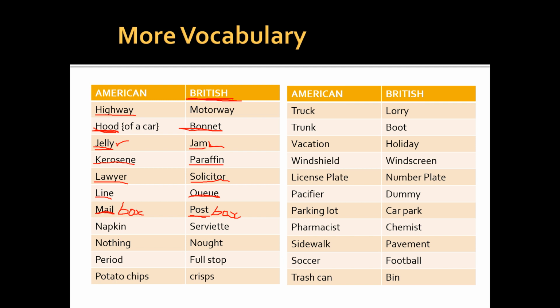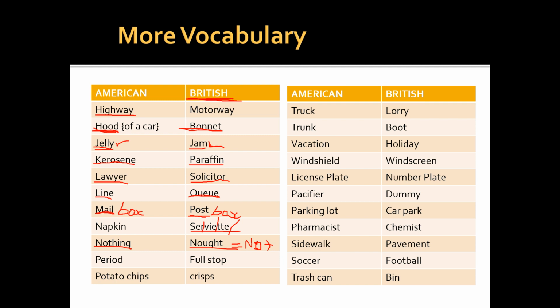The next word is napkin, and in British it's said as serviette. So you should split it like sir, re, te, serviette. The Americans say it as nothing, and the Britishers say it as not this, not, and oh, I do not mean this one. These words are pronounced the same, but it's not the same.